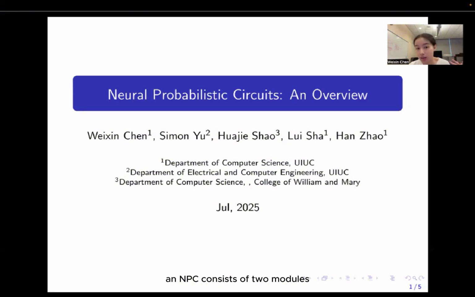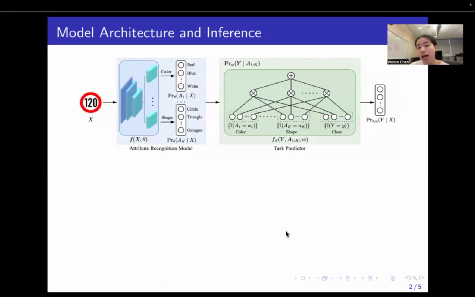On a high level, an NPC consists of two modules: an attribute recognition model, which is essentially a neural network, and a task predictor, which is essentially a probabilistic circuit. Given an image X, the attribute recognition model takes this image as input and outputs K probability vectors. For example, the first vector represents the probabilities of X's color attribute taking different values.